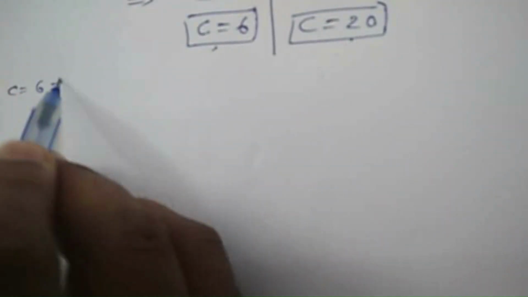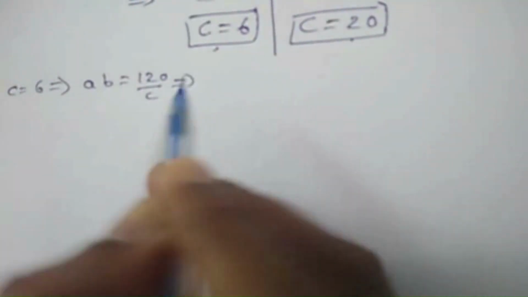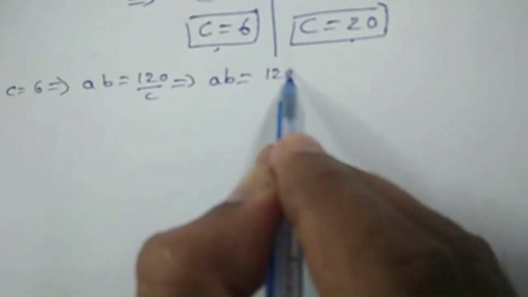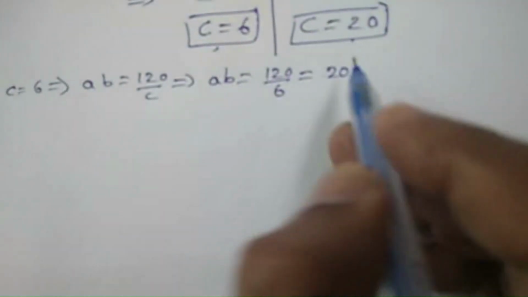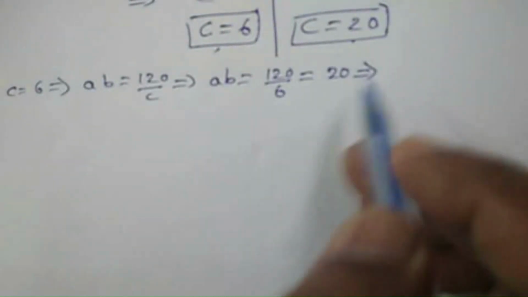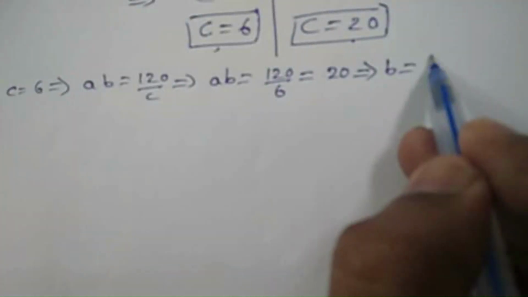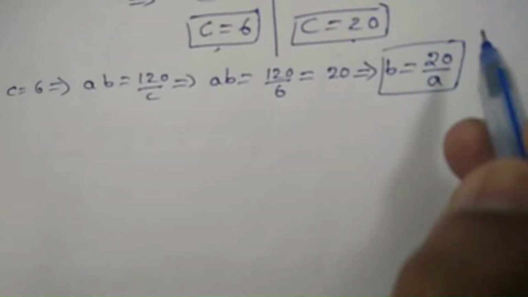Substitute here. So it will become, for c is equal to 6, ab is equal to 120 by c. That implies ab is equal to 120 by 6, that is equal to 20. So we can write this as b is equal to, send this a to the denominator, 20 by a. This is one value of b.